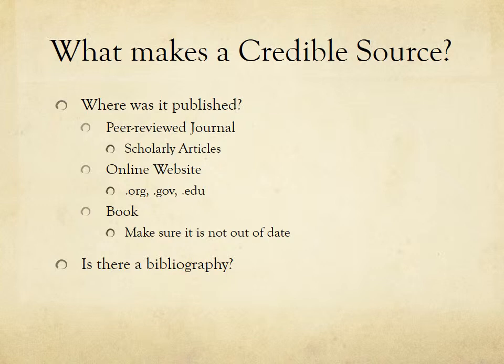Furthermore, we want to make sure there is a bibliography. This means that the author has used outside sources to support themselves, just like we will with our own research papers. Not only do we want to make sure that there is a bibliography, we want to make sure that this bibliography contains credible sources. So by doing this, we will look at what the sources are and go to the sources that they have used, and they can even become sources for yourself.